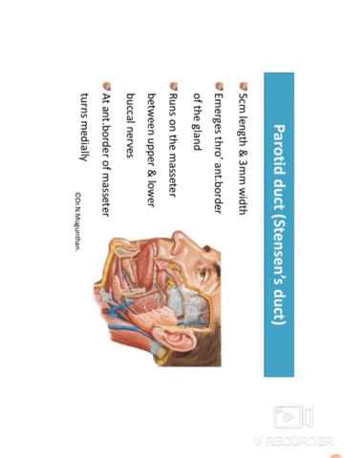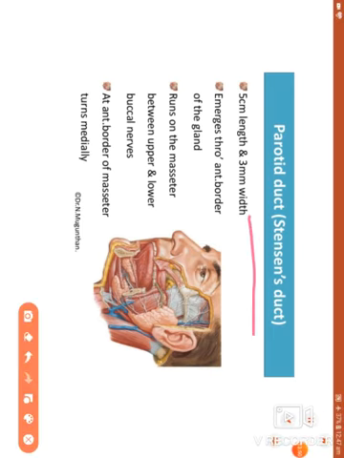Next is the duct. Here you can see this is the parotid duct, also called Stensen's duct. See, this is the apex, base, anterior border, posterior border, and this surface is the lateral surface. From the anterior border this duct is coming. Smaller ducts join to form the main duct, that is Stensen's duct.